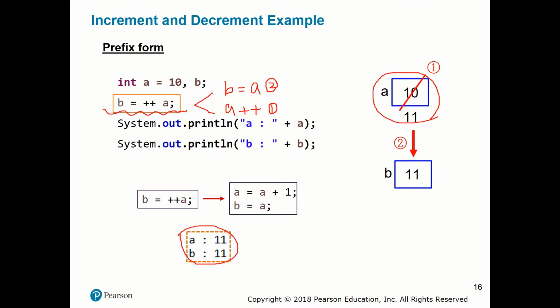So I hope you noticed that the postfix form and prefix form are a little bit confusing when those operations are combined with others. So please compare this page with the previous page.